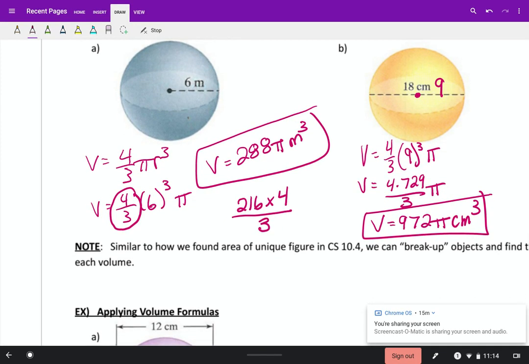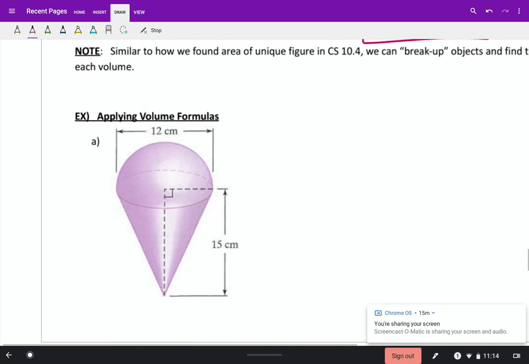The last thing we're going to do, so we have composite figures with this, just like you had with area. So that's taking 2 3-dimensional shapes and putting on top of each other. This essentially is an ice cream cone. So it is officially ice cream season. So here, what we have is we have here a right circular cone.